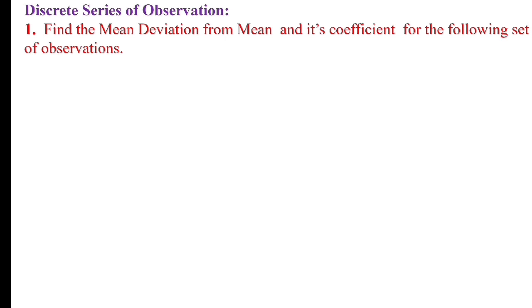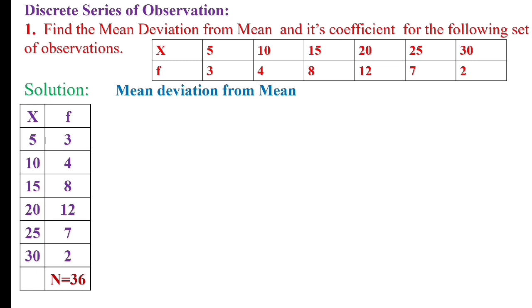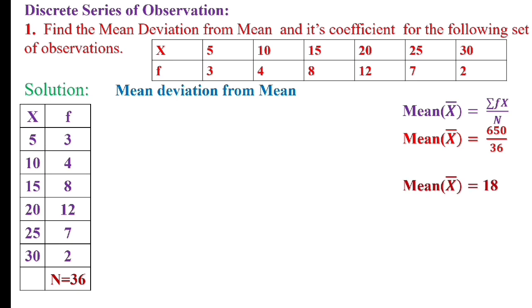Mean deviation from mean. The given problem will be written in vertical form. We are going to study here how to find the mean. So we write x as 5, 10, 15, 20, 25, 30 and frequency as 3, 4, 8, 12, 7, 2. So capital N equals the sum of frequency, 36. The mean formula we know very well: summation fx divided by capital N. So summation fx is 650, divided by 36, and we get approximately 18.05.